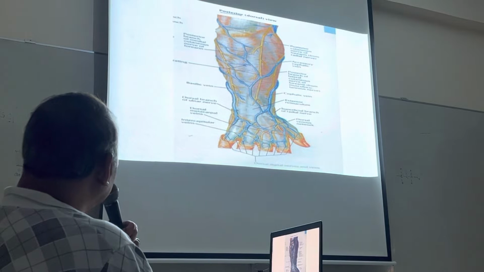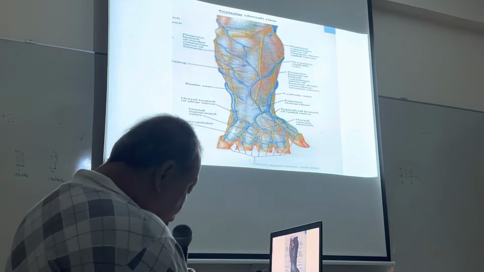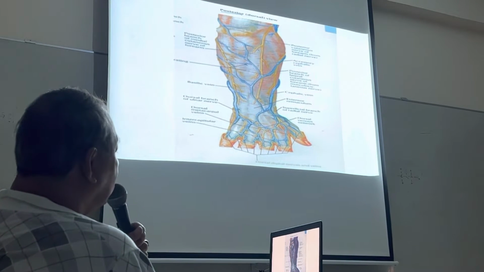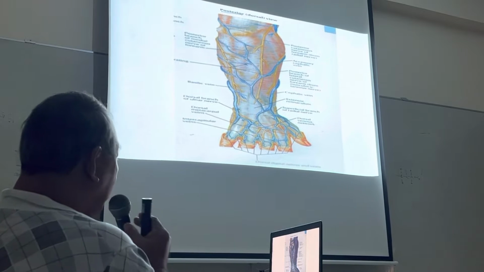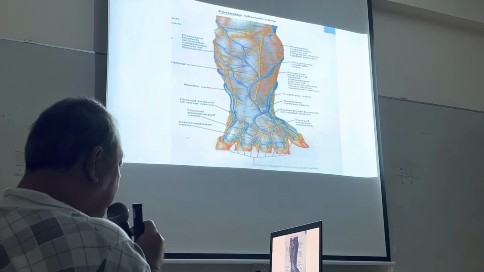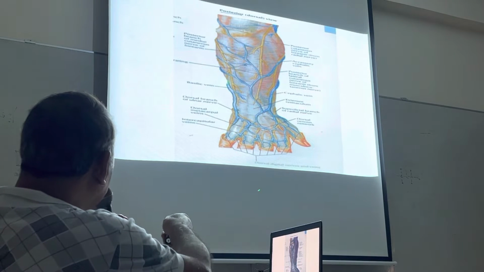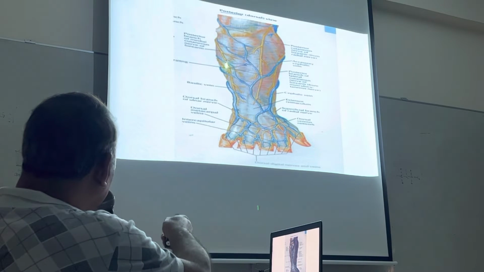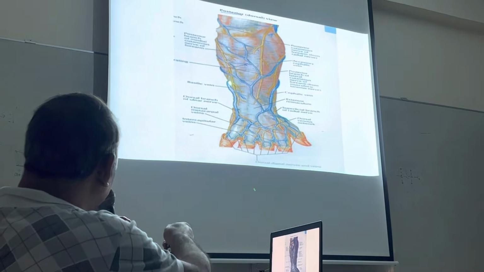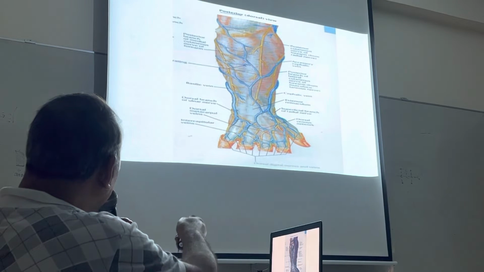with regards to the branch of the medial cord, we see what are the branches of the medial cord. We have medial cutaneous nerve to the arm and medial cutaneous nerve to the forearm. So this is the one, the medial cutaneous nerve to the forearm.